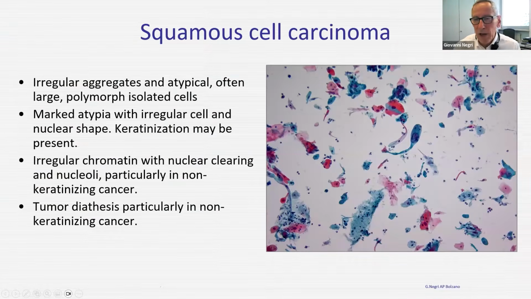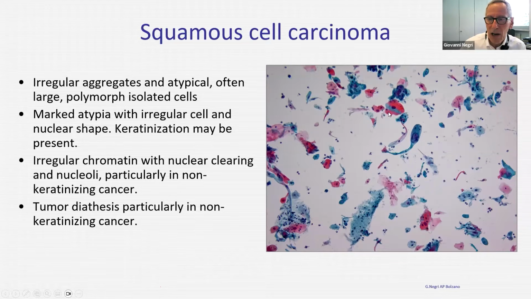So one important differential diagnosis, of course, is with squamous cell cancer, particularly keratinizing squamous cell cancer. In cancer, you may have some large cells that mimic a koilocyte, for example, this one. But actually, you have a very polymorphous picture. You have large cells, you have small cells.